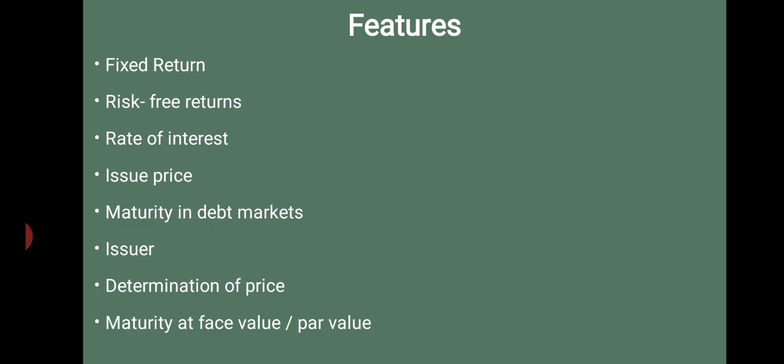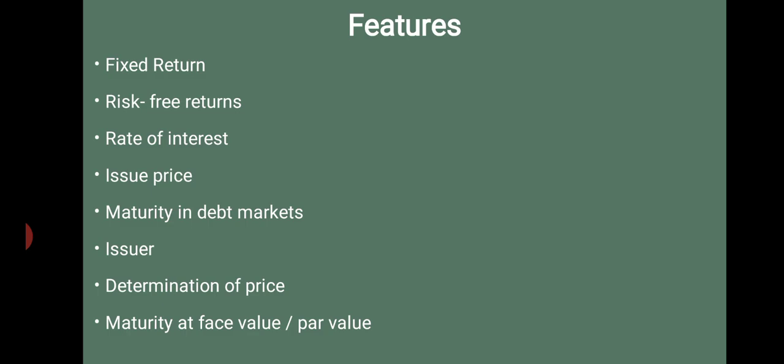Okay. The next, issuer. Issuer means any corporate or a government that issues a fixed income security. Issuer means an entity, a corporate or a government, who issues a fixed income security to the investor. Clear?